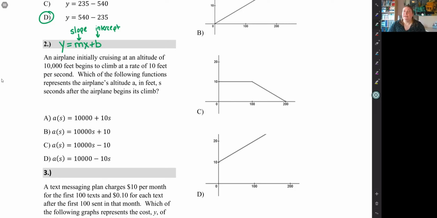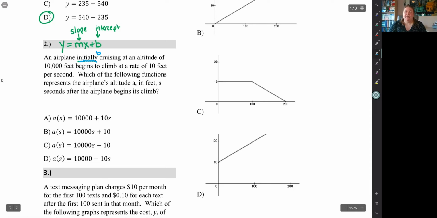So let's try it for question 2 here. It says that the airplane is cruising at an altitude of 10,000 feet. And here's the big word, initially. What initially tells me, let me change color so it jumps out a little bit, is that this is our B value.